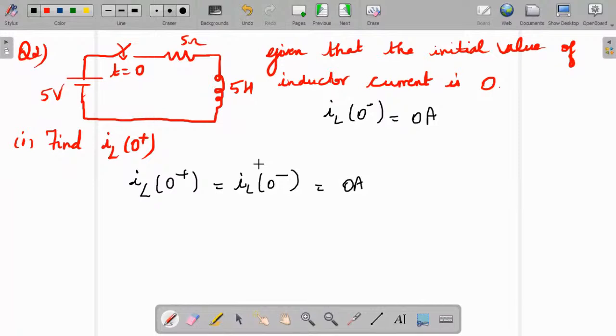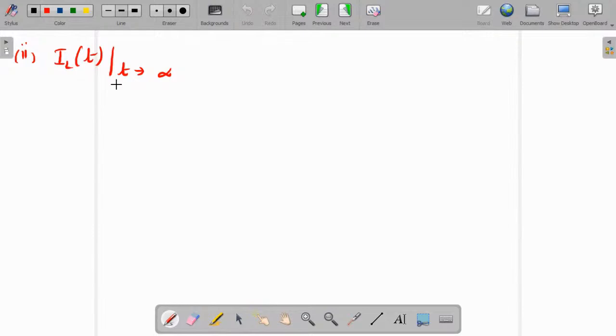Next question, the one that had subdivisions. So what is IL of t, that is the current through the inductor as time t tends to infinity? Yes, as time t tends to infinity, that means steady state. So in steady state, how does the inductor act? It is nothing but a short circuit.